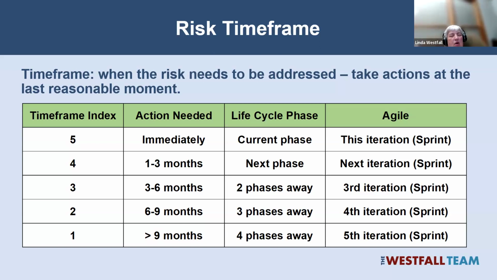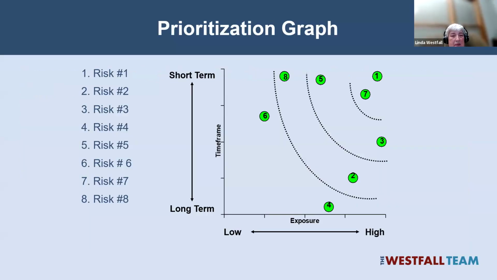For example, if we have a probability that the test bed isn't going to be available on time, we don't want to mitigate that during the requirements phase because it just may end up being on time. We wait until the last reasonable moment to go mitigate that risk. We don't want to spend the money too early because the risk may never turn into a problem and then we've wasted the money.